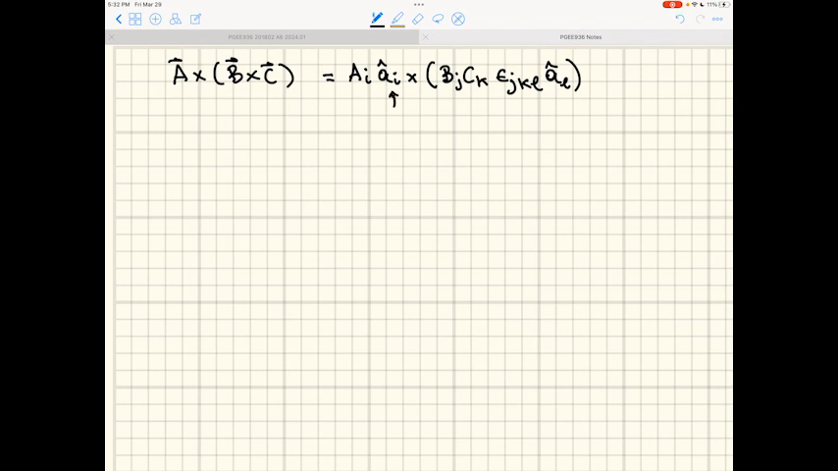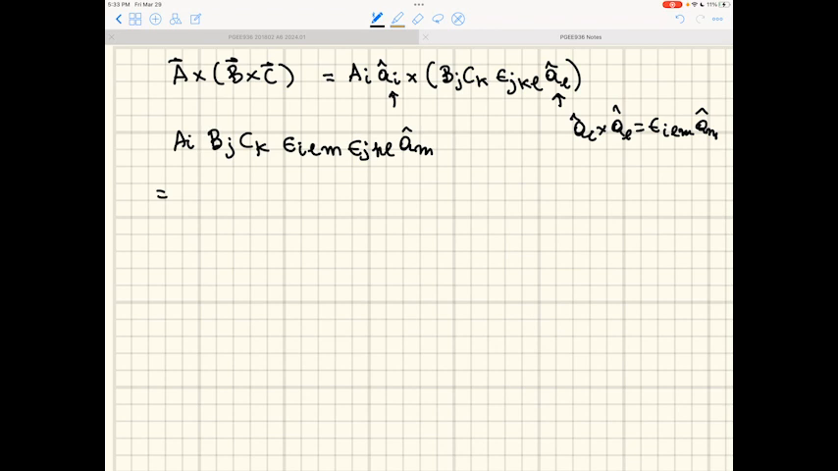Then we have another cross product here. So we're going to have AI BJ CK. So that's going to be epsilon of I L M, right? The cross product of AI with AL is going to be epsilon I L M A M. So we have times epsilon J K L A M. Okay, so that's what we have.